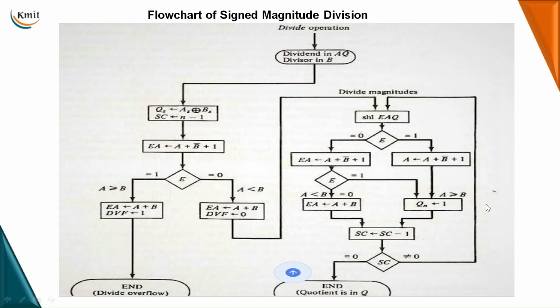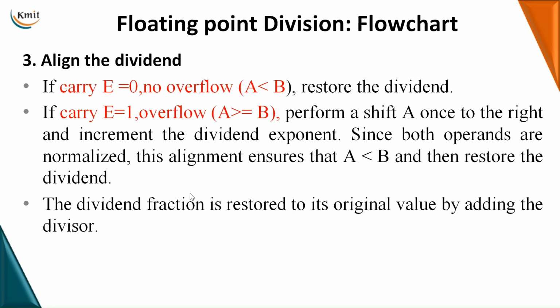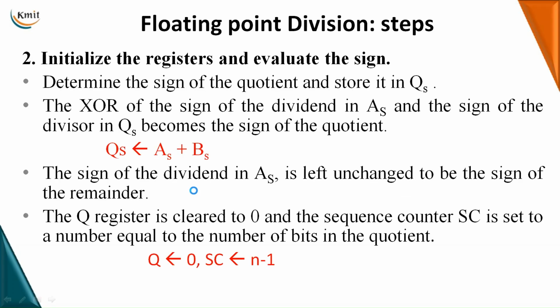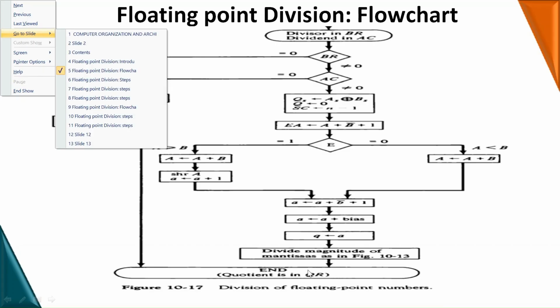Now, the only thing you have to do is divide the mantissa part using this part of your flowchart. Once it is done, your quotient will remain in the capital Q register and your remainder will remain in the capital A register. According to our floating point flowchart, whatever is the quotient in capital Q is transferred into the QR register.